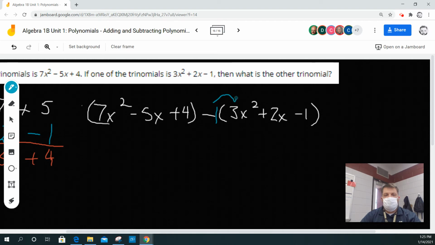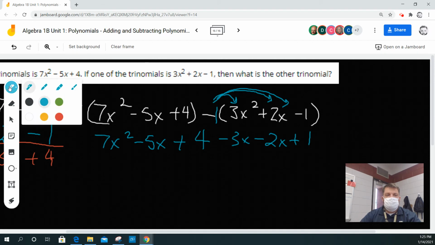parentheses. So negative 1 times 3x squared is negative 3x squared. Negative 1 times 2x is negative 2x. And then negative 1 times negative 1 is a positive 1. All this stuff stays the same. Okay? And then you just combine like terms.